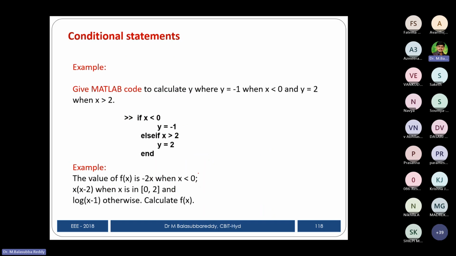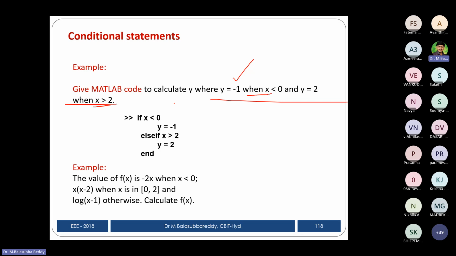Now you can see an example. This type of example is required in many cases. I want to give a y value based on a condition. When x is less than 0, then y is equal to -1, and y is equal to 2 when x is greater than 2. How to write the code for that?